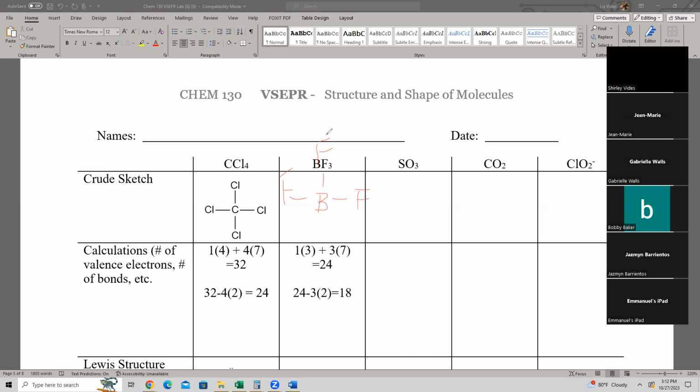Let me make sure. That's as wide as I'm going to get it, okay? So let's go 1, 2, 3, 4, 5, 6, 7, 8, 9, 10, 11, 12, 13, 14, 15, 16, 17, 18. So we used all 18, right? And remember, boron's an exception, so we're good. This is it. We don't need any more. This is all we needed.